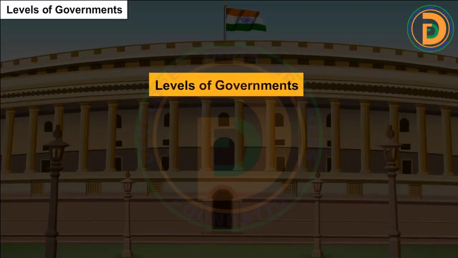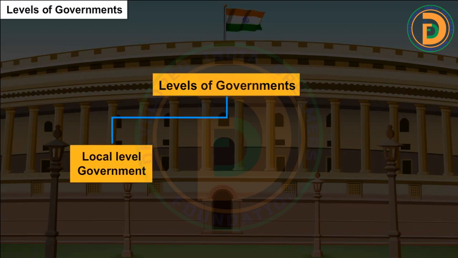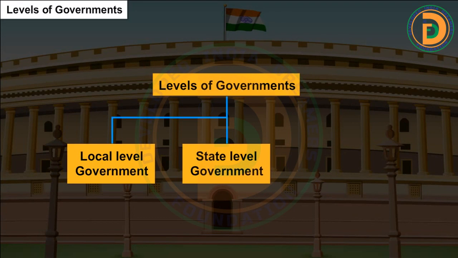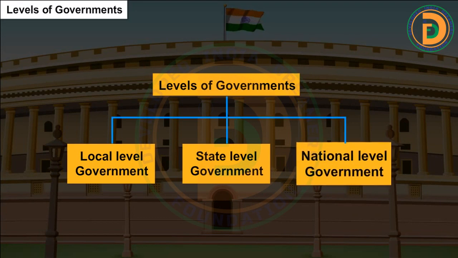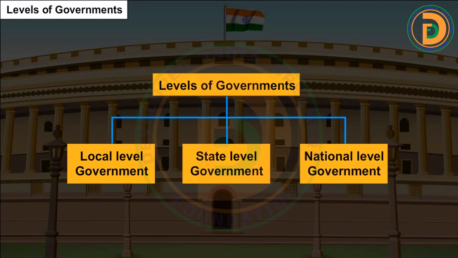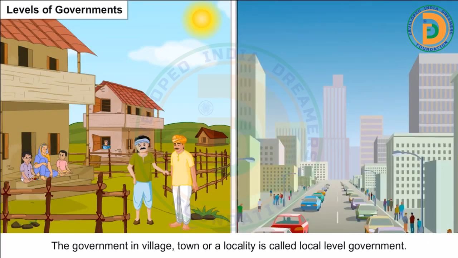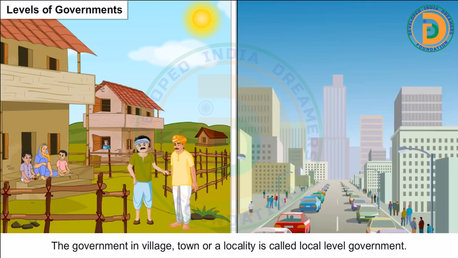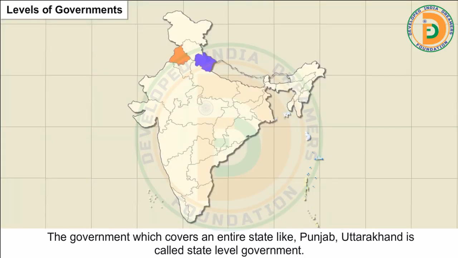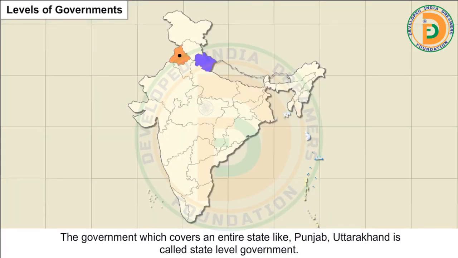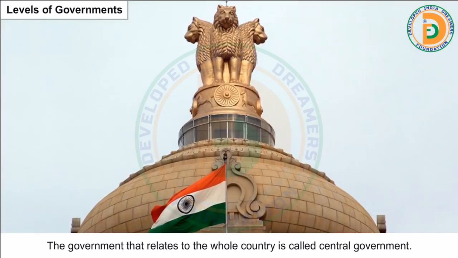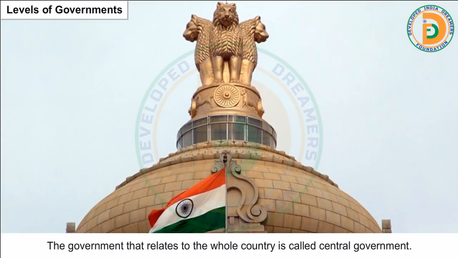Levels of government. The local level government, the state level government, the national level government. The government in a village, town or locality is called local level government. The government which covers an entire state like Punjab or Uttarakhand is called state level government. The government that relates to the whole country is called central government.